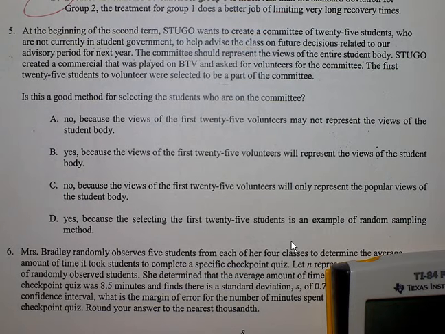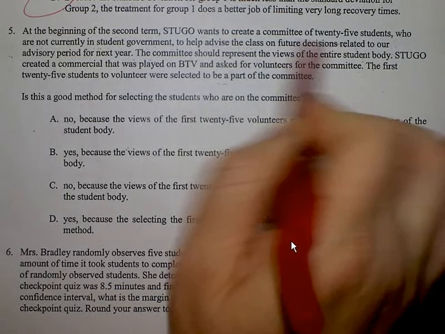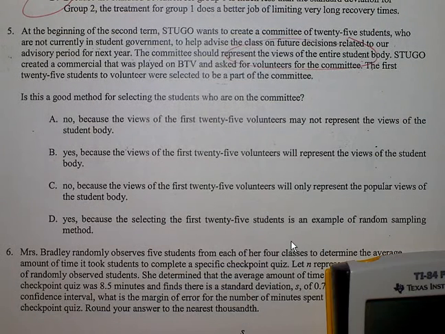So at the beginning of the second term, Stugo wants to create a committee of 25 students who are not currently in student government to help advise the class on future decisions related to advisory period for next year. The committee should represent the views of the entire student population. Circle that, please. So if you're going to represent the views of the entire population, how do you do that? Your survey must be non-biased. It must be things like simple random, or stratified, or systematic, or clustered. So how does Stugo do this?